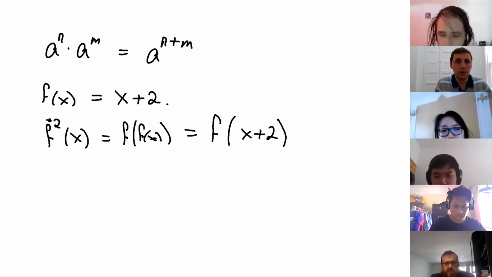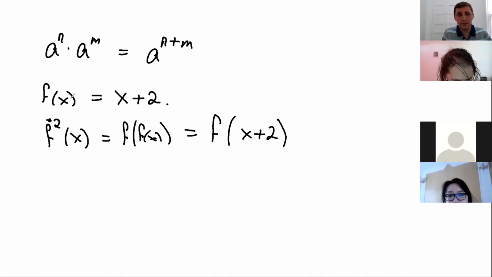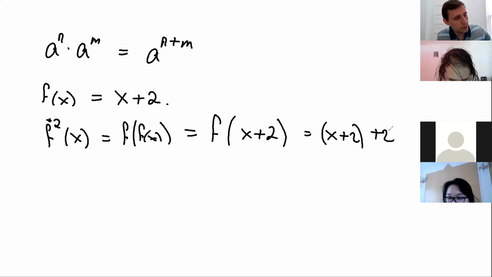Exactly, it's x plus 4. Because look at it, what is this function doing? Forget about the x. Whatever this function digests, it adds 2 to it, you see? Give it an input, and the input is increased by 2. So x plus 2 is the input, so it's increased by 2, so it will be x plus 2 plus 2, which is x plus 4.